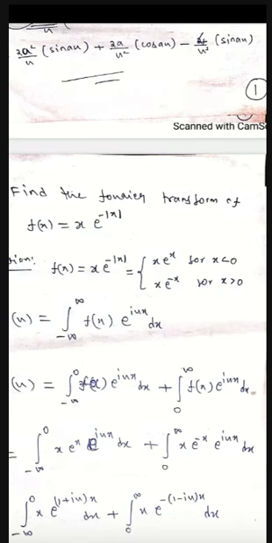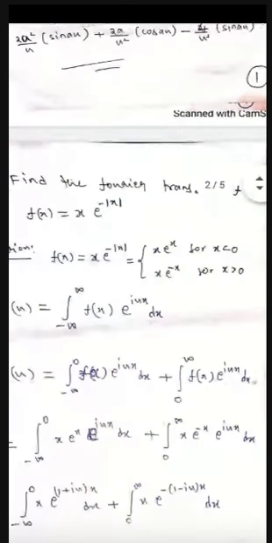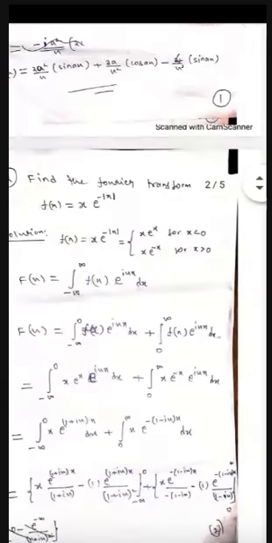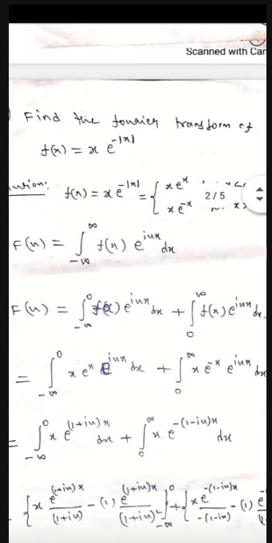Next, x is positive means what? x into e power minus x. So when x is negative, x into e power plus x. When x is positive, x into e power minus x. This is the function for which we need the Fourier transform. He's asking for the Fourier transform, so I have substituted the f of x value. If you want to substitute, then you take minus infinity to 0 and 0 to infinity. I bifurcated by the property of definite integral.